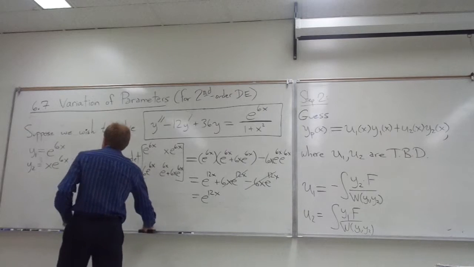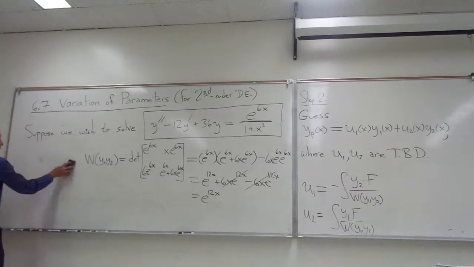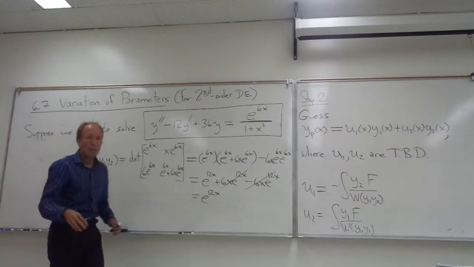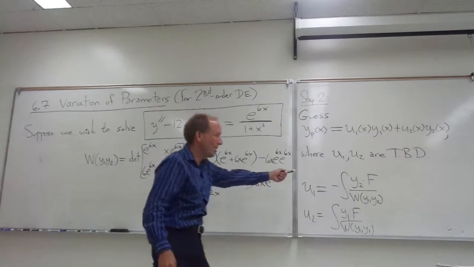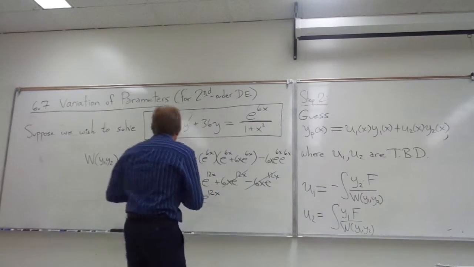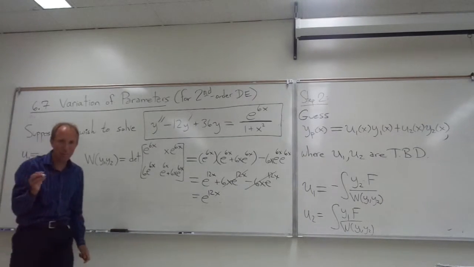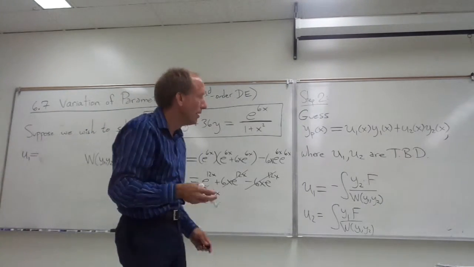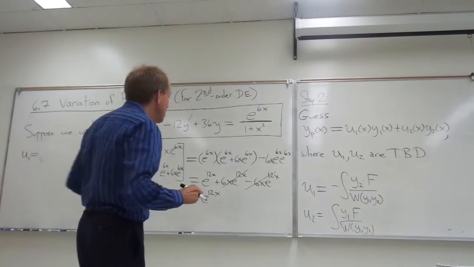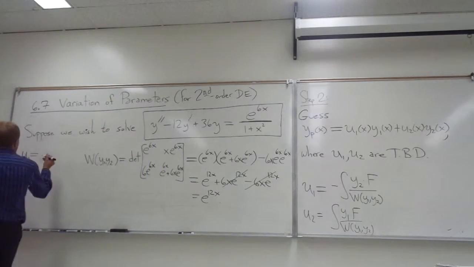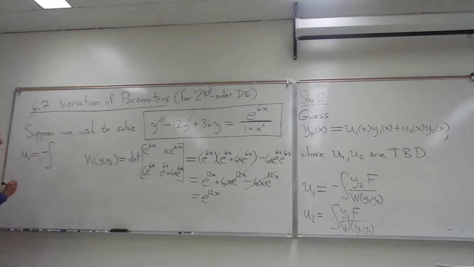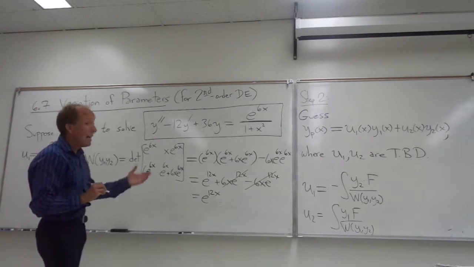Great. So then I can now come back and start working out what U1 and U2 are using these formulas right here. So let me just do that for this example. Again, all I'm doing in this video is an example. I'm not showing you the theory behind it, which I'm going to do later. All right, so for the example, u1 is just negative of the integral of y2.